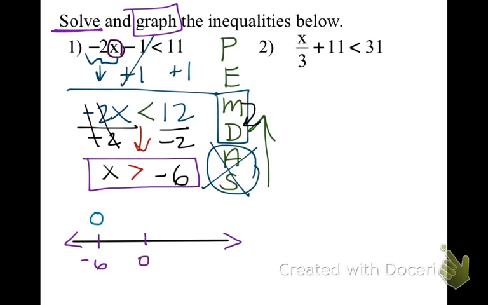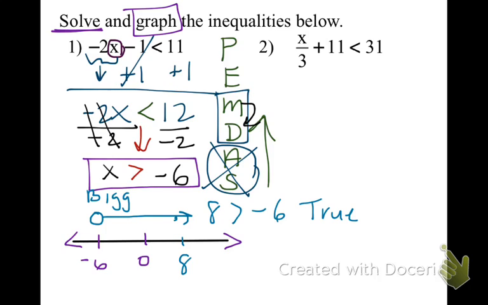Now we have to figure out what value of x is greater than negative 6, bigger. So I'm going to take a guess, and let's say 8 is bigger than negative 6. Is this true? Yes, this is a true statement. So 8 would be somewhere over here, so I'll put a dot right there. That means my arrow should be going in this direction. I'm looking for values that are bigger than negative 6.